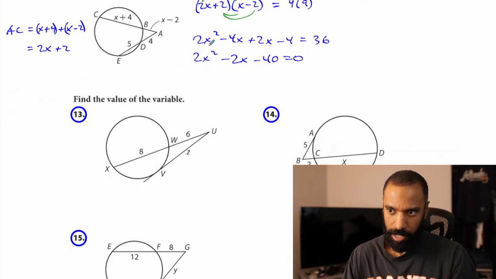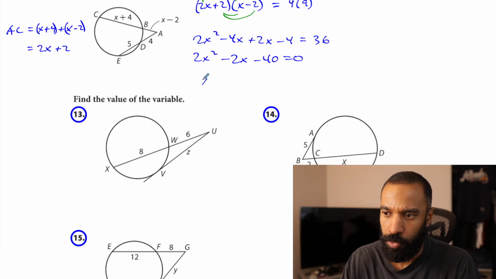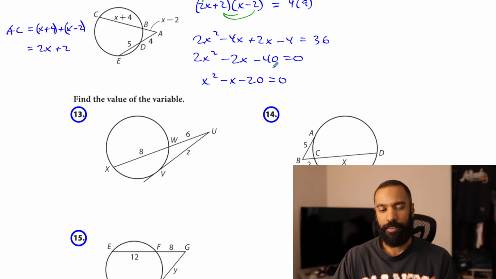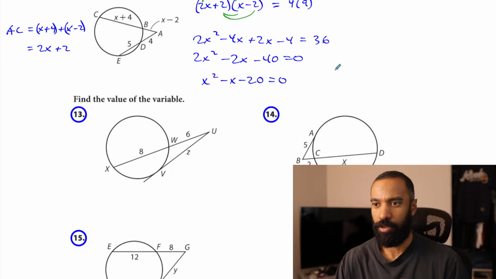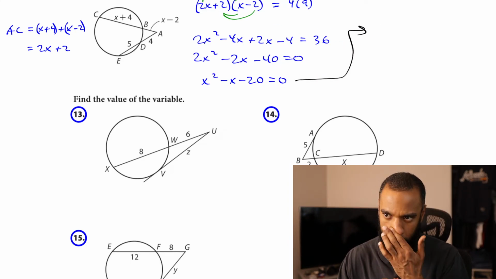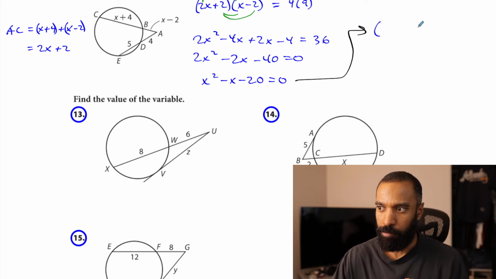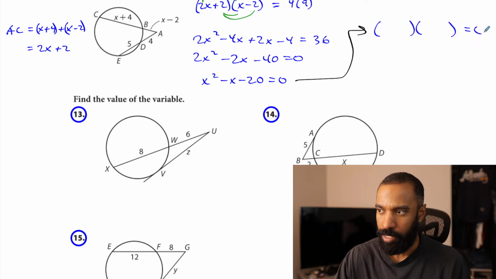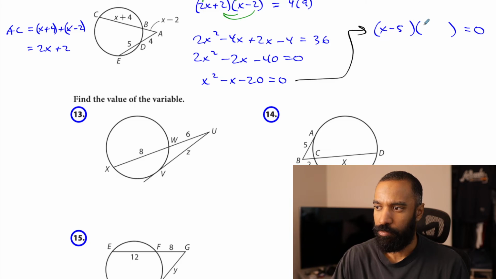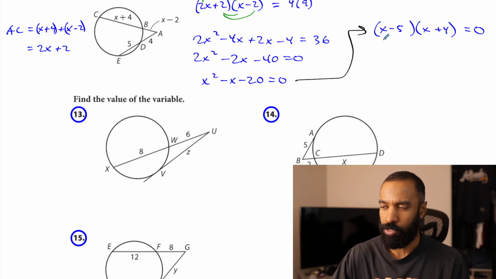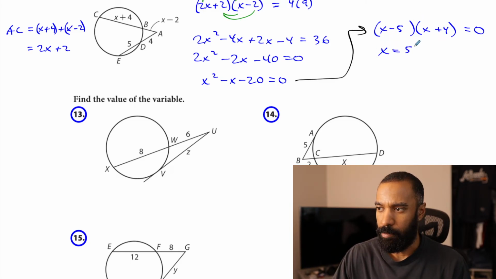So a little bit of algebra needs to be involved. I'm going to divide everything by 2. We get x squared minus x minus 20 equals 0. So we have to factor here. And I mentioned this in the previous video that factoring would be involved in algebra scenarios. Factor and then solve using zero product property here. So we get x minus 5 times x plus 4 equals 0. That means x equals 5 or x equals negative 4.